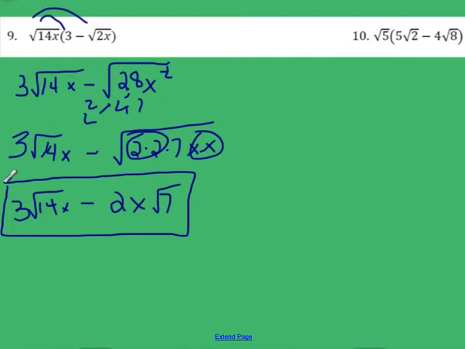So let's take a look at number 10. So for number 10, I'm going to distribute in the square root of 5. So when I do that, that first 5 is going to stay the same. And then I'm going to be multiplying 5 times 5, which is 10.